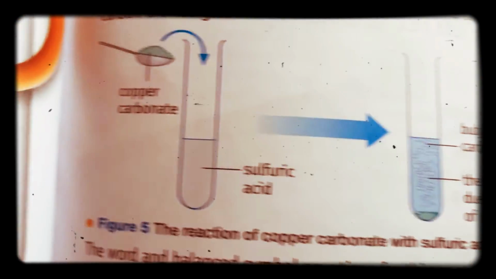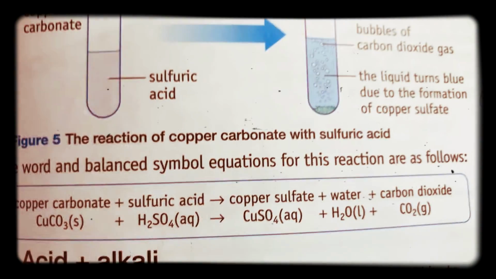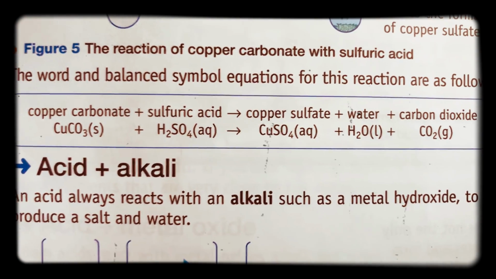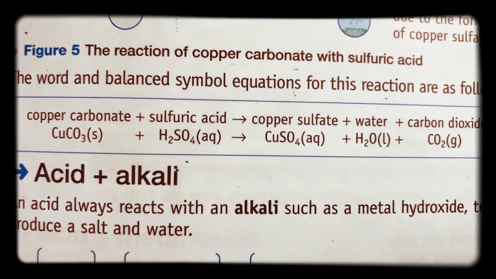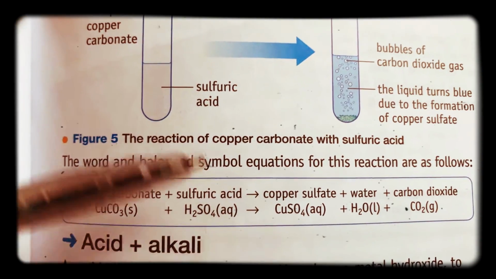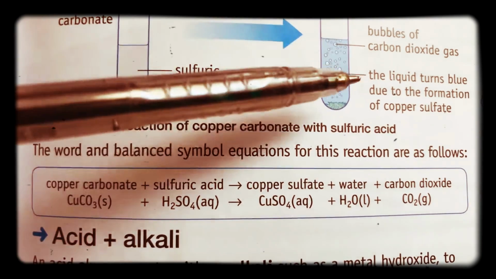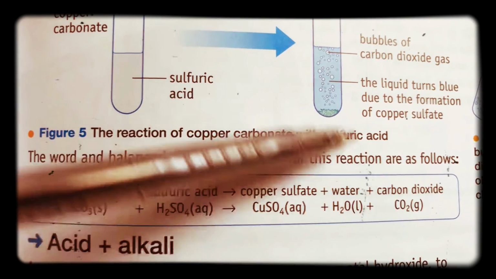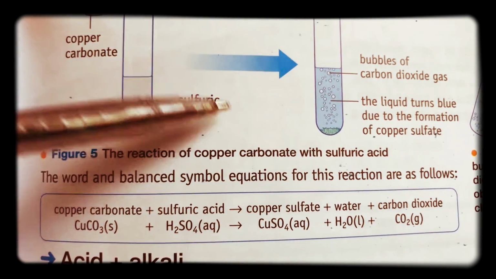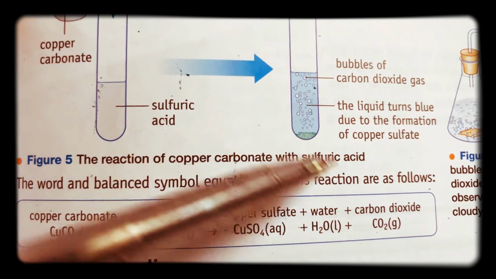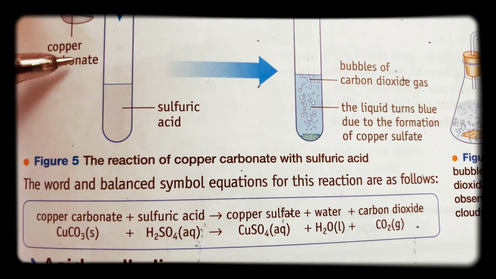Right, so word and balanced symbol equations, okay? So I'm expecting you to be able to understand this, so pause it if you need to, okay? So you've got copper carbonate, that's the name of the solid, okay? Sulfuric acid forms copper sulfate, that's diluted in this solution here, that's why it's got an AQ there. There's some water because the hydrogen and some of the oxygen combine together, H2O. You've got carbon dioxide, and that comes from the carbonate.